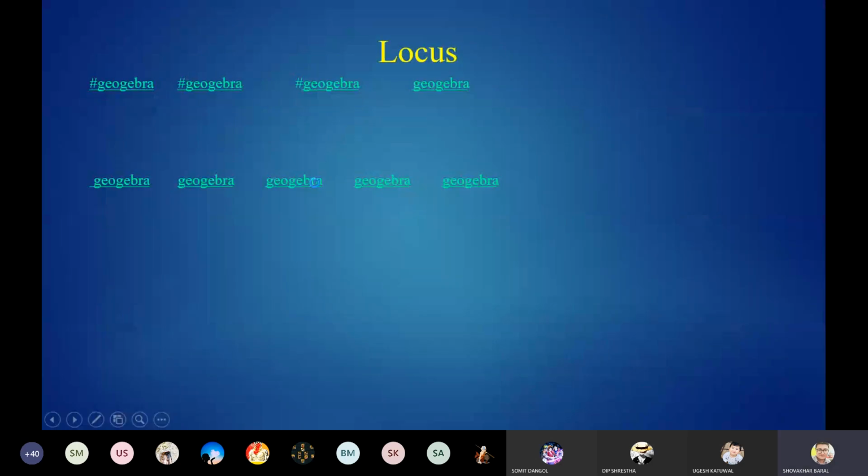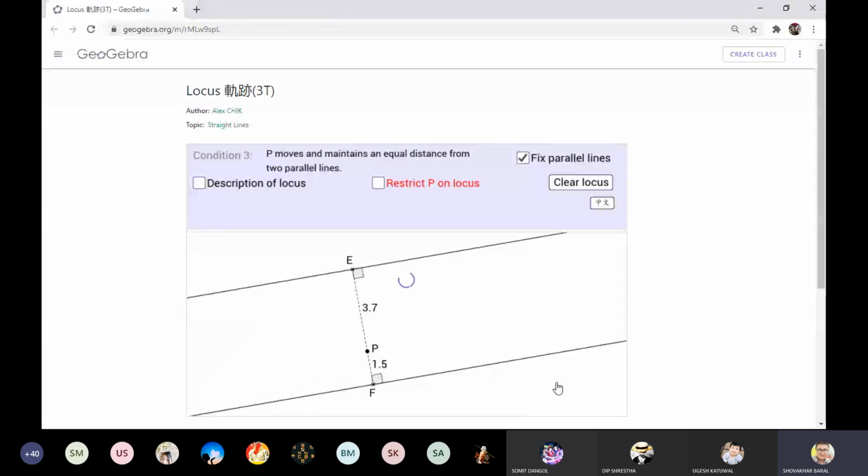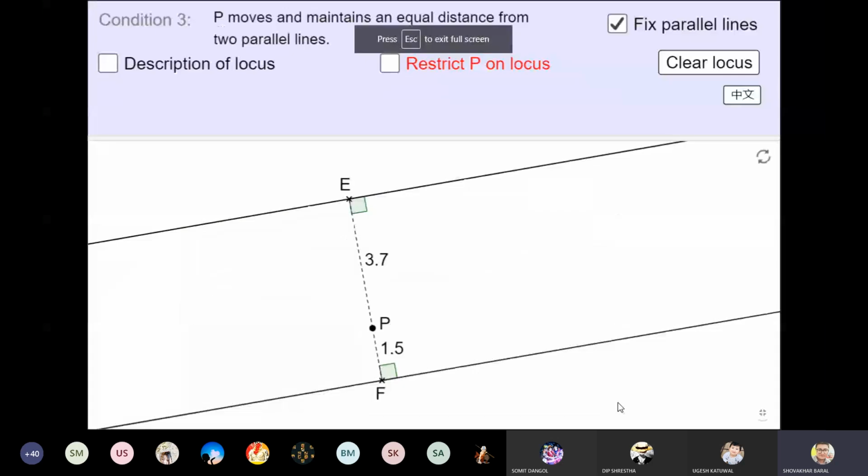Let me show you one more example. I'm exposing you to the different variations of this topic here. So please try to understand what actually locus is. What is locus, just try to understand. I'm giving you different examples here.